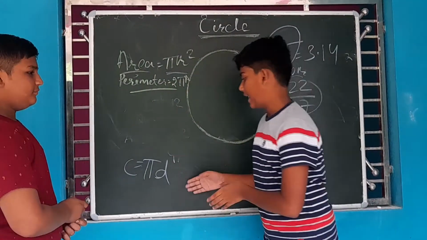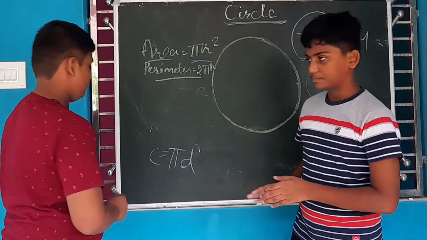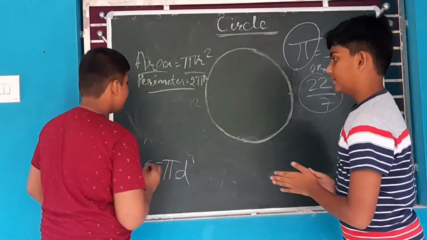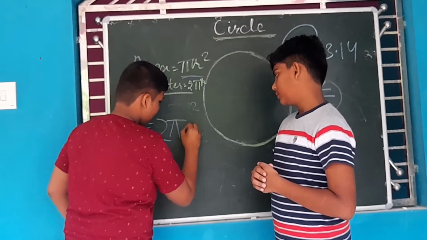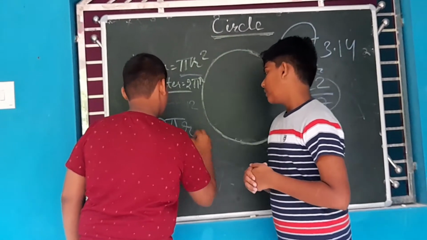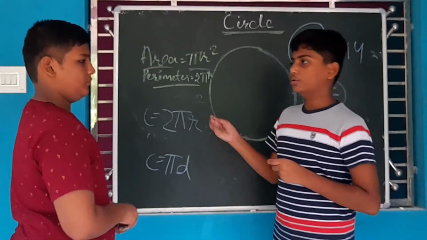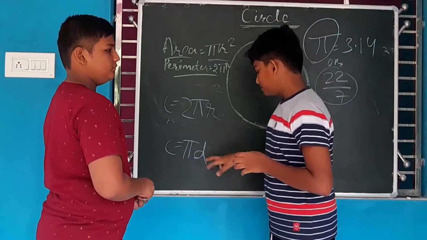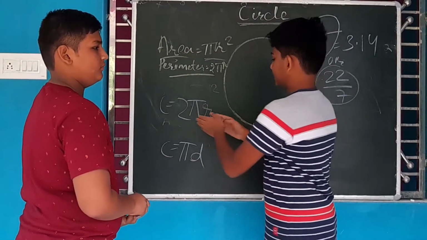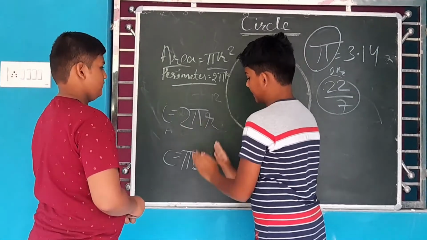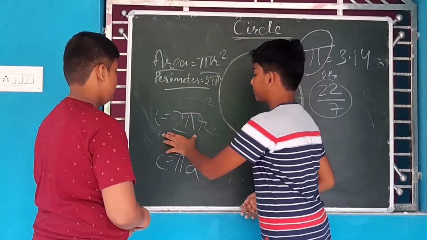Circumference of a circle: when only the diameter is given, we put the formula pi d. When the radius is given, C equals 2 pi r. As we all know, d is 2 times r. That means we would simply put the formula 2 pi r, and this 2 r is d. Now if the radius is given and we have to find the circumference, then we put the formula 2 pi r.